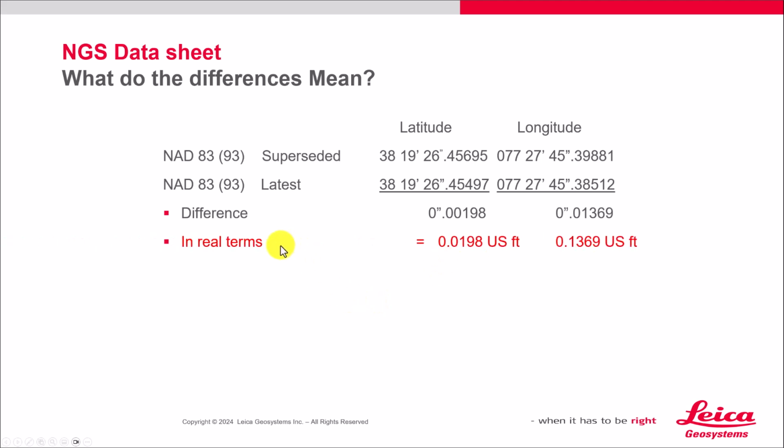In real terms, these were arc-second differences. Okay, so this turns out to be almost 2/100ths in latitude and 1/1400ths of a foot in longitude. So while these numbers don't seem like much, they turn into quite a bit in real terms on the ground. And we did this by assuming that 1 second of arc is approximately 100 feet.